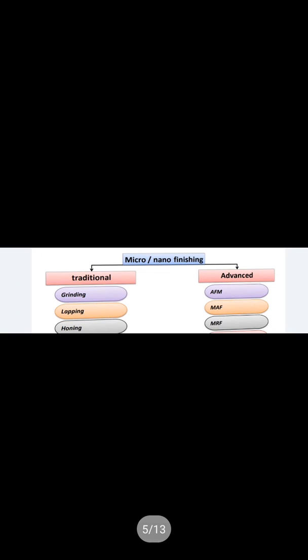Here the finishing processes are distinguished as traditional and advanced. In traditional you can see grinding, lapping and honing. Grinding simply can be done by a grinding wheel. Lapping is done by a conventional tool, and normally lapping is done for seating arrangements in valve industries. Honing is produced by using a tool which is named a hone. And in advanced there are AFM, MAF and MRF. AFM, abrasive finishing machining process, and MRF, these are the advanced manufacturing processes.